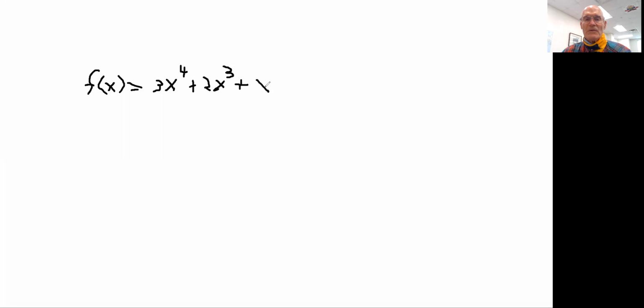So let's say x squared minus 3x plus 2. Now, this would be a 4th degree polynomial because the highest power is 4. So it would be a 4th degree polynomial.